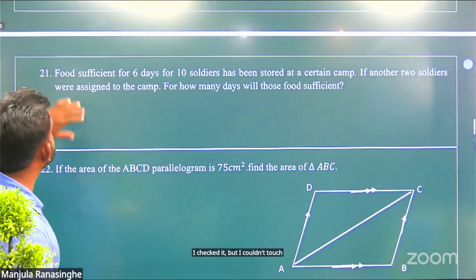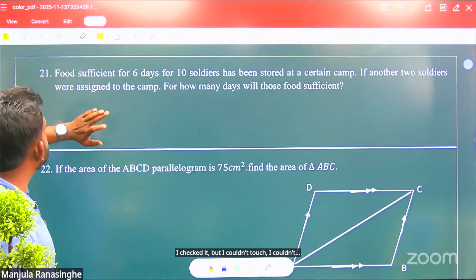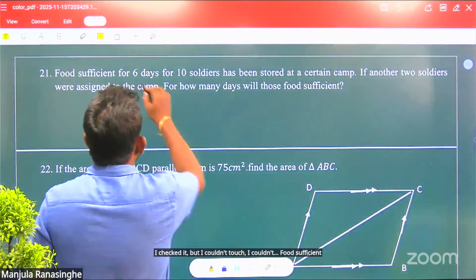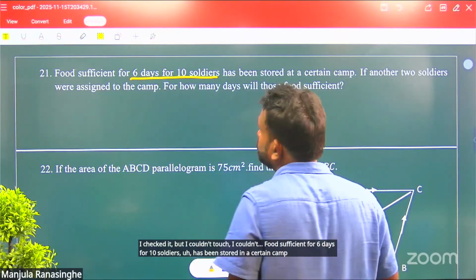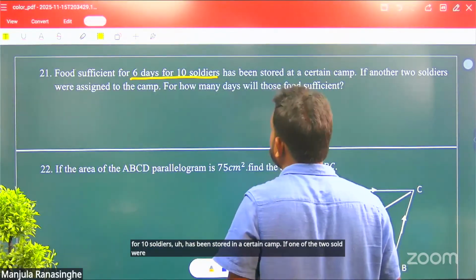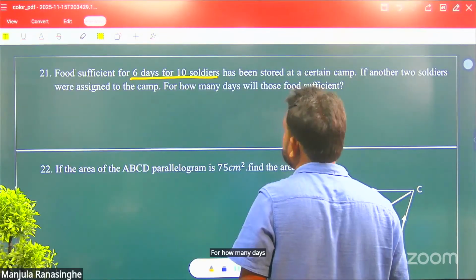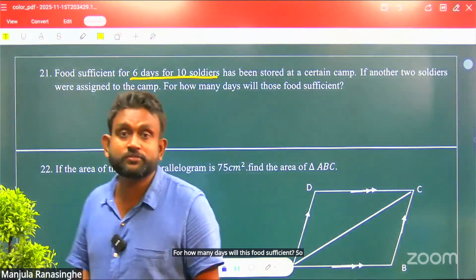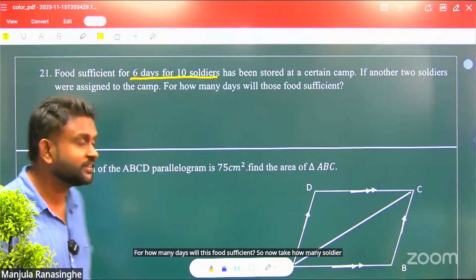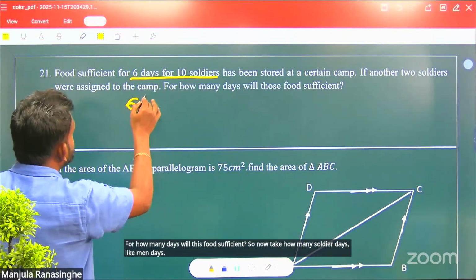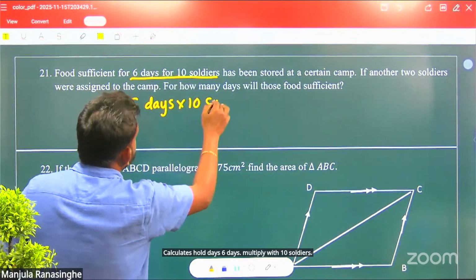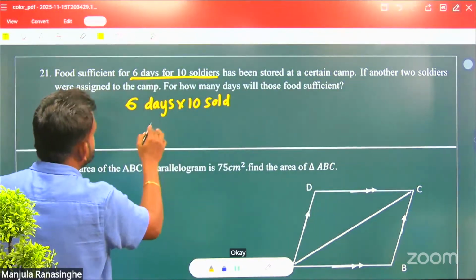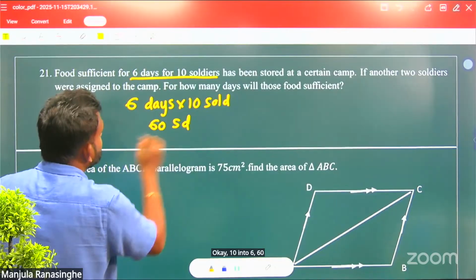Food sufficient for 6 days for 10 soldiers has been stored in a certain camp. If another 2 soldiers were assigned to the camp, for how many days will this food be sufficient? So now calculate soldier days, like man days: 6 days multiplied by 10 soldiers. 10 into 6, 60 soldier days, SD I take.